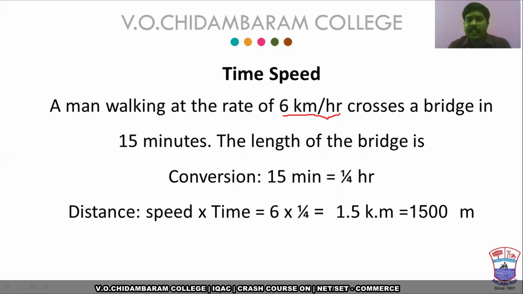We have the DTS formula. Distance by time is equal to speed. So what is the value of distance? Distance is nothing but speed into time. We are given that speed is 6 km per hour. Time is 1 by 4 hour. So the total answer is 1.5 kilometer. If the answer is to be given in meter, then it will be 1500 meter.